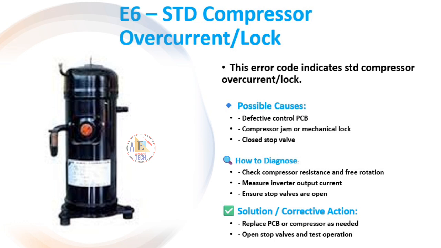Error code E6 indicates standard compressor overcurrent or lock. This issue is usually caused by a defective control PCB, compressor jam, mechanical lock, or closed stop valves. Diagnosis includes checking compressor resistance and free rotation, measuring inverter output current, and ensuring all stop valves are open. Corrective action involves replacing the PCB or compressor as required and opening the stop valves before testing operation.